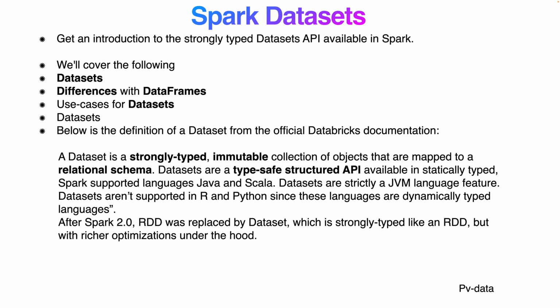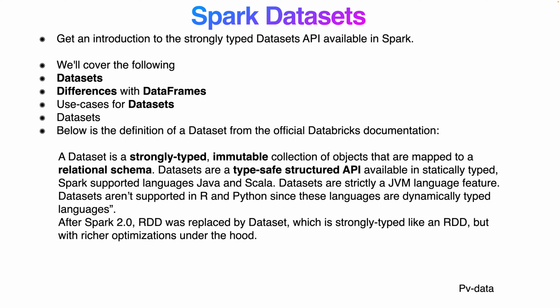As per the definition in Databricks, a dataset is strongly typed, meaning it checks the type of data, and is an immutable collection of objects that are mapped into a relational data schema. Datasets are a type-safe structured API available in statically typed, Spark-supported languages Java and Scala. So datasets are only supported in Java and Scala. Datasets are strictly JVM language features. Datasets are not supported in R or Python since these languages are dynamically typed.